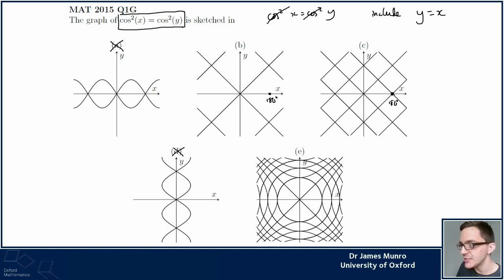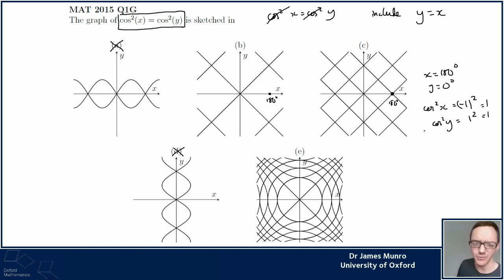If this point is 180 degrees, then I should think about whether that point's on the graph or not. So x is 180 degrees, y is 0 degrees. Cos of x squared is going to be minus 1 squared, and cos of y squared is going to be 1 squared. Oh, and those are both equal to 1. So this point is on the graph. Okay, so I think that means it's not B, it's C.